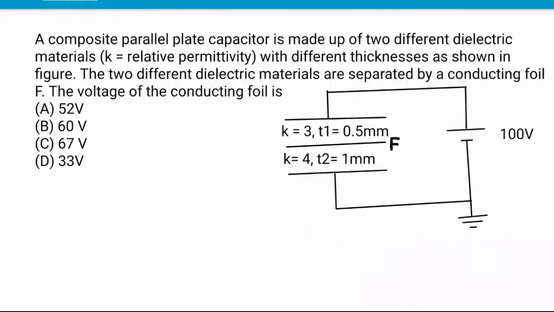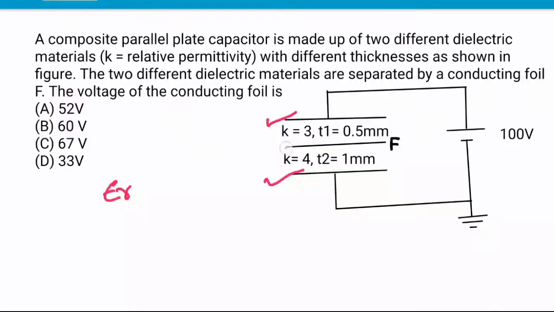Here in this question, this is one plate and another is one plate. These are two parallel plates, or the electrodes of the capacitor, and there are two dielectric materials. One has K, that is epsilon R, the relative dielectric constant or relative permittivity, equal to 3, and the other is 4, and thickness T1 is given to be 0.5 mm and T2 is given to be 1 mm, and this is the foil.